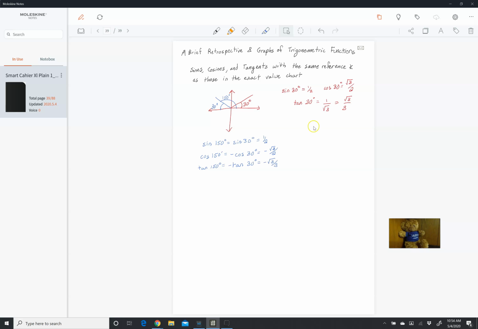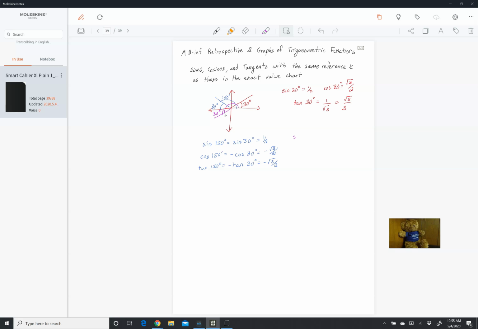Now we could look at the same thing in quadrant 3. So in quadrant 3, if this is 30 degrees, the angle that's equivalent to 30 degrees, which would come all the way around like this, is 210 degrees, because we're going 180 degrees around plus an extra 30. Okay, so what does this mean?